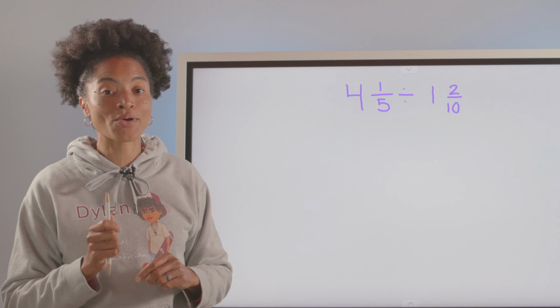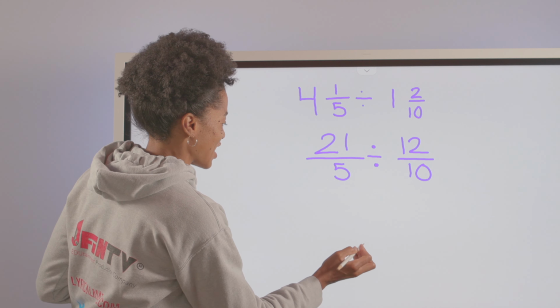What we're going to do is keep the first fraction the same. So 21 over 5 is going to stay 21 over 5. All right?